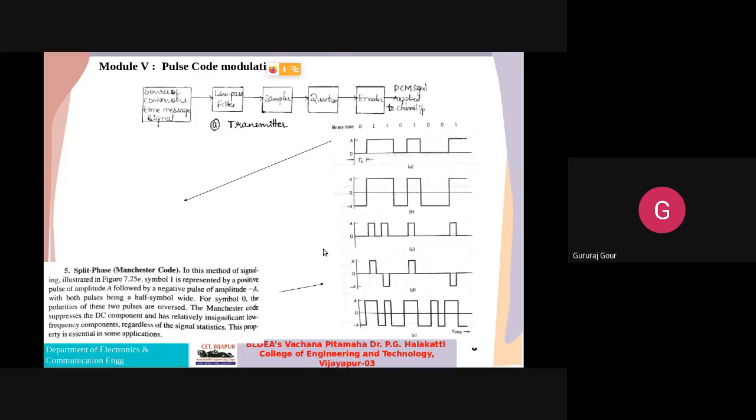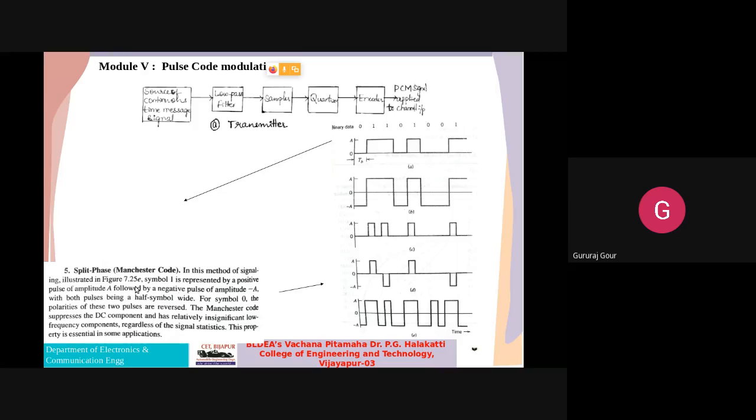The fifth one is split phase coding or Manchester coding. In this method, symbol 1 is represented by a positive pulse of amplitude A followed by a negative pulse of amplitude minus A, with both pulses being half symbol wide. This is very important. Earlier there was one full symbol or one half symbol, now there are two half symbols. For symbol 0, polarities of these two pulses are reversed. This is very important. That's why it is known as split.